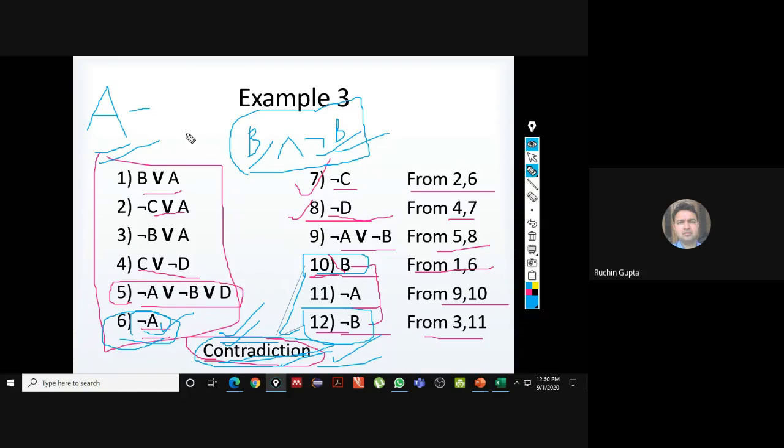Any doubt into this, anybody? Yes, is there any doubt? Okay, no doubt.